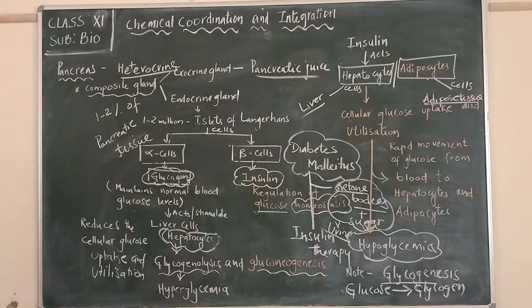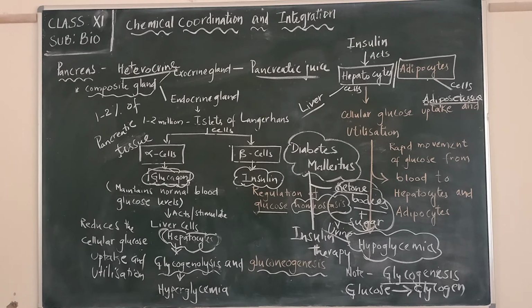So here we understood that the pancreas is an endocrine gland and also acts as an exocrine gland. But here we came across two hormones under the endocrine gland, consisting of the islets of Langerhans, having two different types of cells called alpha cells and beta cells. Alpha cells are producing glucagon and beta cells are producing insulin.